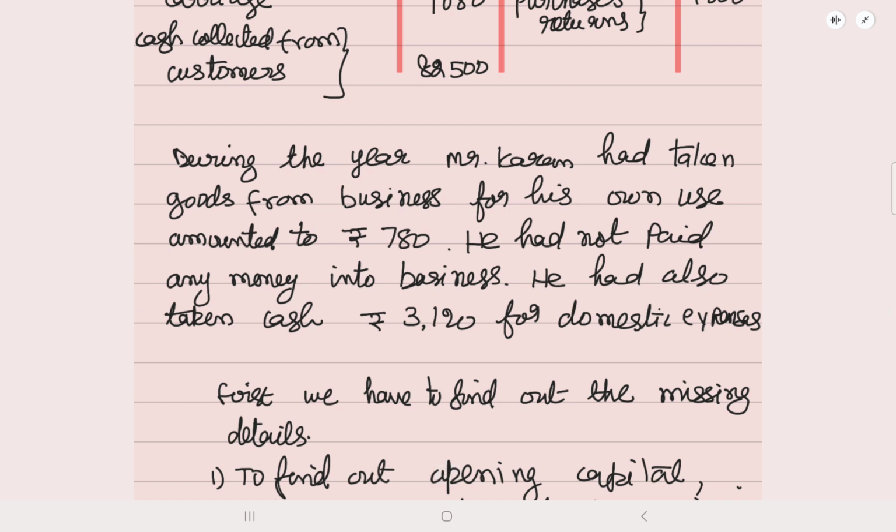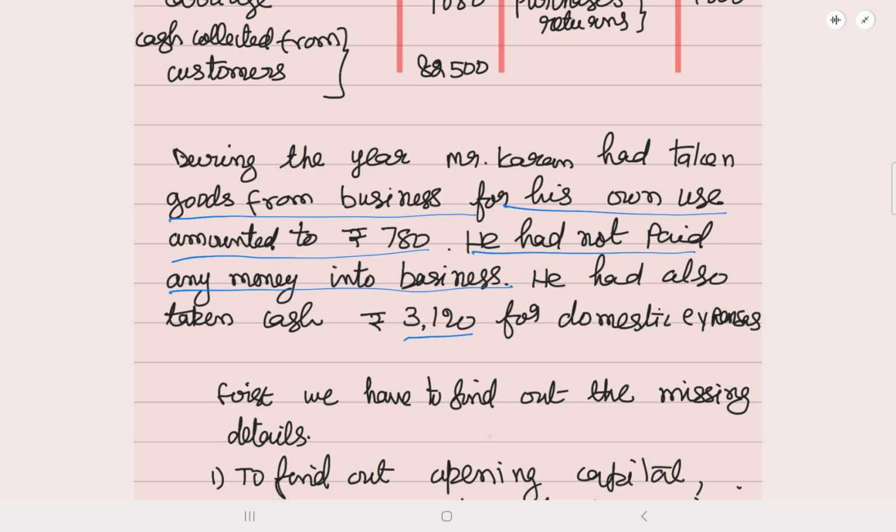Karan had taken goods from business for his own use amounted to 780. He had not paid any money into the business. So he withdrew goods for his personal use, so it should be treated as a drawing. He had also taken cash 3,120 for domestic expenses. Prepare trading and profit and loss account.